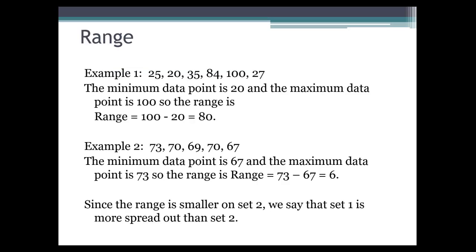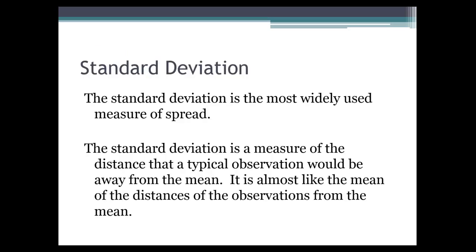The hard thing about range is that it is extremely affected by outliers. So if we have just one of those data points that changes, say we changed 73 to 7, then our range is going to change by a tremendous amount. So for that reason, the range isn't that useful of a measure of spread. The one we really use is the standard deviation.